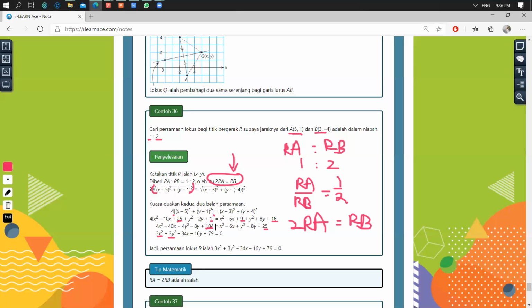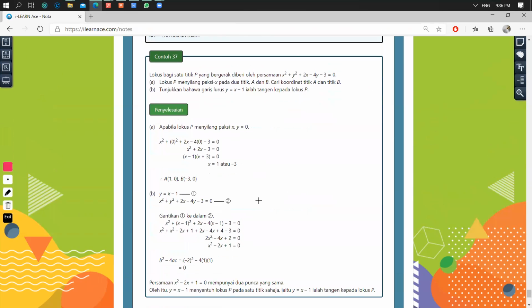Okay, then 104 minus 25, that's plus 79 equals to 0. So that's your final equation. So write down, therefore, the equation of locus R is, copy down. Okay, so that's it.